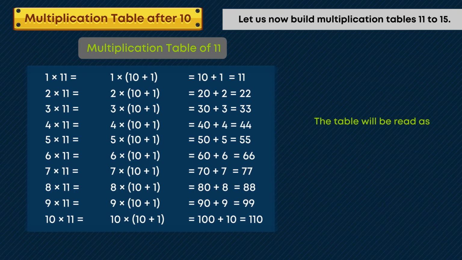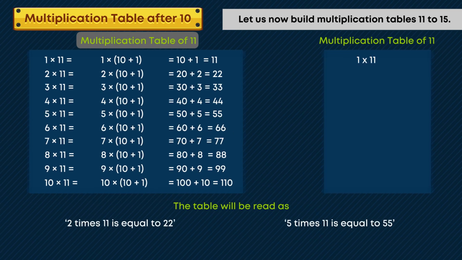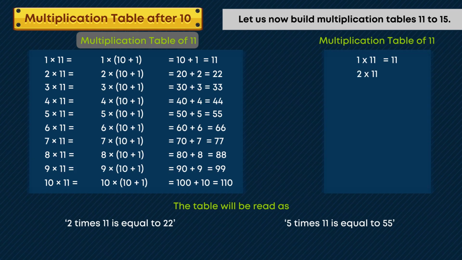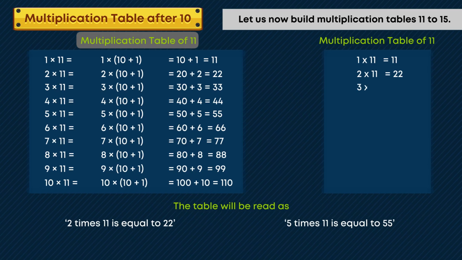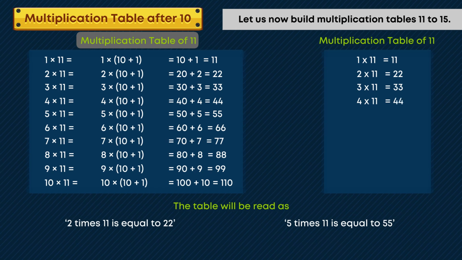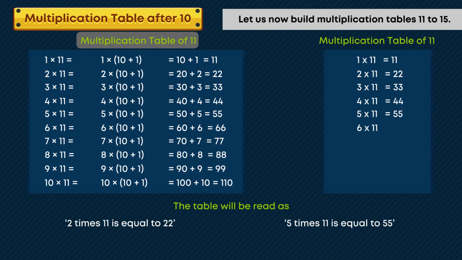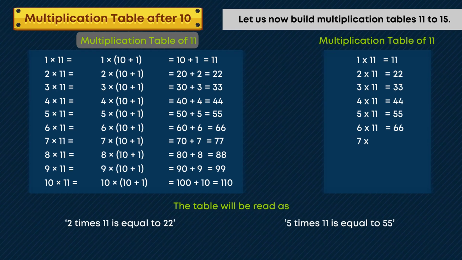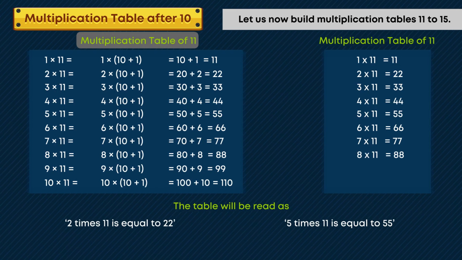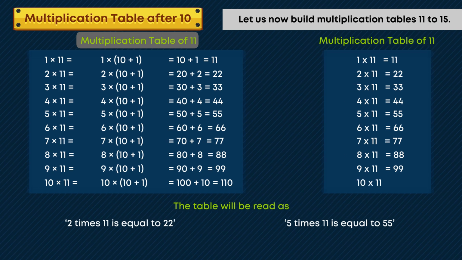The table will be read as 1 times 11 is equal to 11. 2 times 11 is equal to 22. 3 times 11 is equal to 33. 4 times 11 is equal to 44. 5 times 11 is equal to 55. 6 times 11 is equal to 66. 7 times 11 is equal to 77. 8 times 11 is equal to 88. 9 times 11 is equal to 99. 10 times 11 is equal to 110.